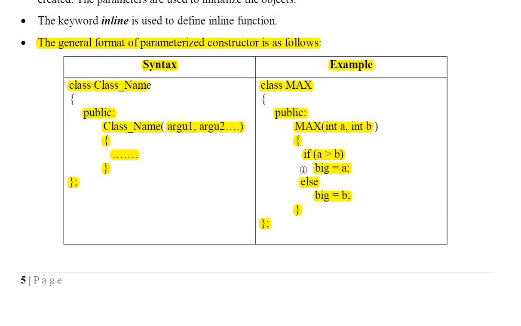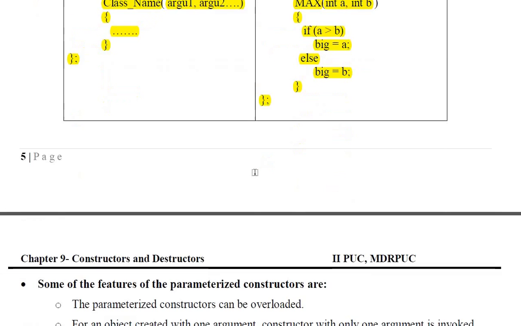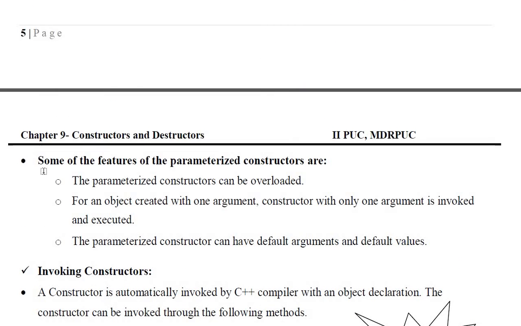So the important thing here is, what is a parameterized constructor? A parameterized constructor is a type of constructor which is having one or more parameters or arguments. Some features of parameterized constructors are: the parameterized constructor can be overloaded by changing the type of parameters. The parameterized constructor can have default arguments and default values. Okay, all these things we will see in the program.